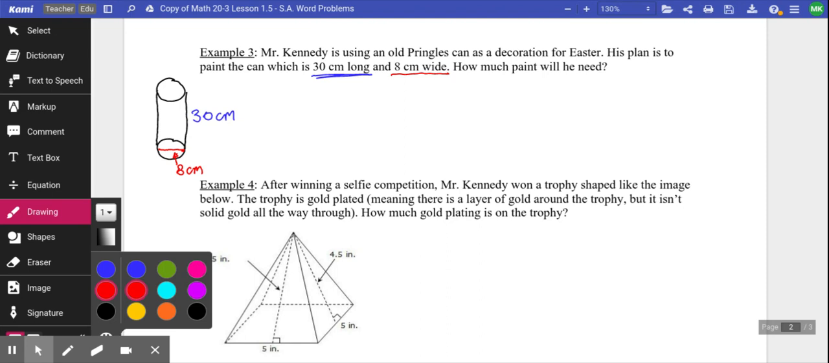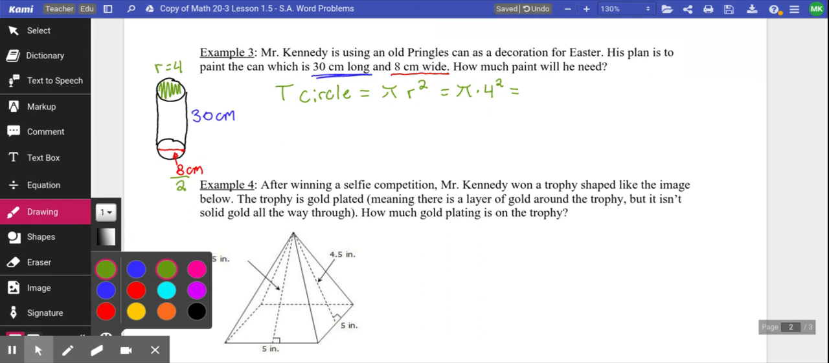Do this in chunks. If you want to do the circles first, that's fine. So the circles. I'll do the top circle first. The area of a circle is pi r squared. R is radius. Our radius in this case is 4 because I had to divide the diameter by 2. That means the area of my circle is pi times 4 squared.